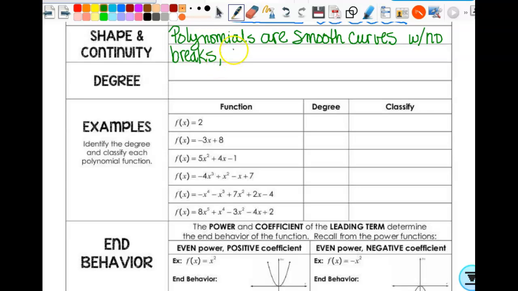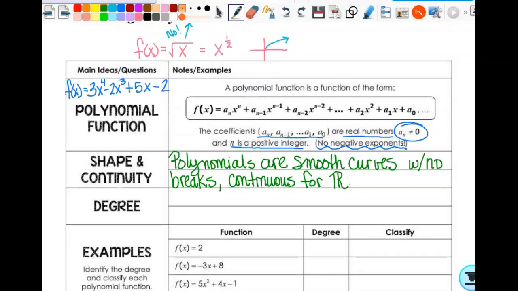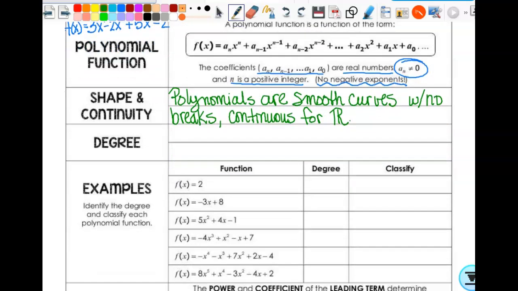No breaks, and it is continuous for all real numbers. That means the domain of every single polynomial ever is going to be negative infinity to infinity, right? I can start my pencil at negative infinity, trace the whole thing to infinity, never pick up my pencil. Is the domain of this all real numbers? No, so that's another reason why it doesn't fit into the same category.